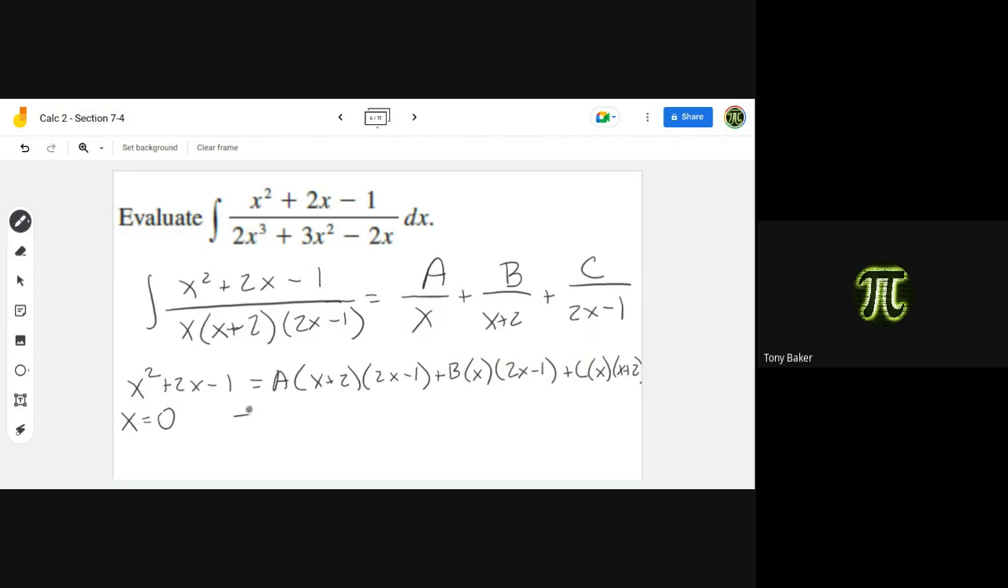So this side is just going to be -1, equals a times 2 times -1. That one cancels out because 0 is there. That one cancels out because 0 is there. So -1 equals -2a, so a equals 1/2. And that's our a. Then we can pick one that makes a and c cancel out. We now know that a is 1/2.